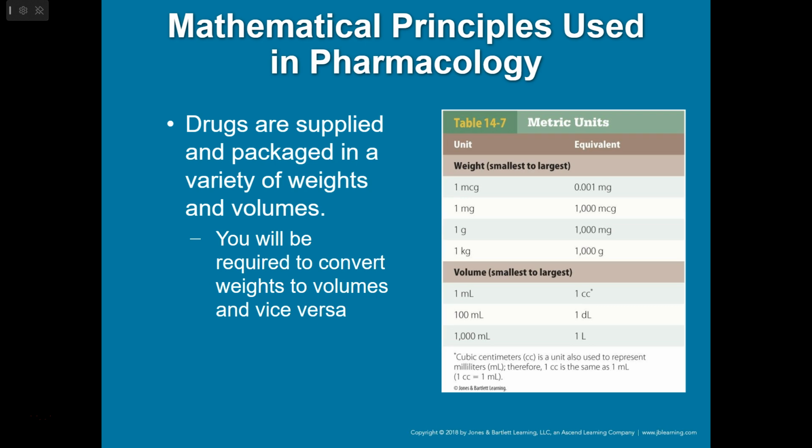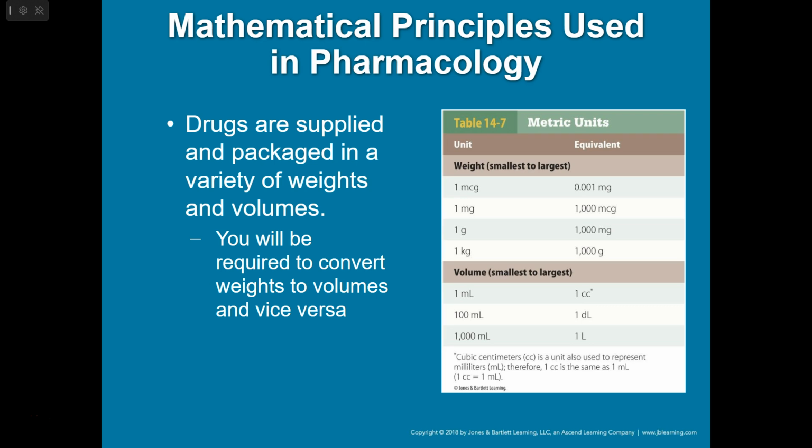Drugs are supplied and packaged in a variety of weights and volumes. You will be required to convert weights to volumes and volumes to weights. Just get used to it. One thing to keep in mind, a milliliter and a cc, or cubic centimeter, are the same thing. So some syringes might say 1 cc or 1 milliliter. Just know that those are the same thing. 100 milliliters would equal 1 deciliter, and 1,000 milliliters would be equal to 1 liter.